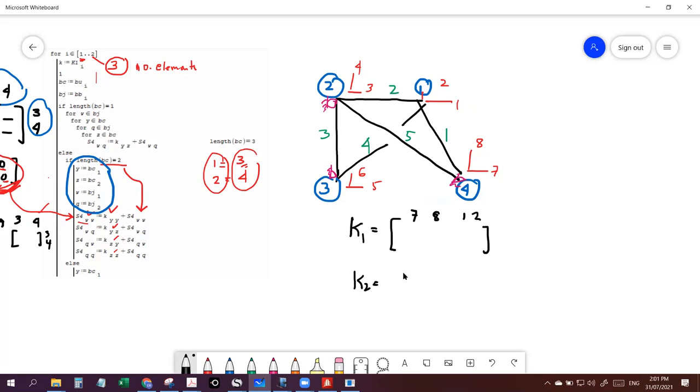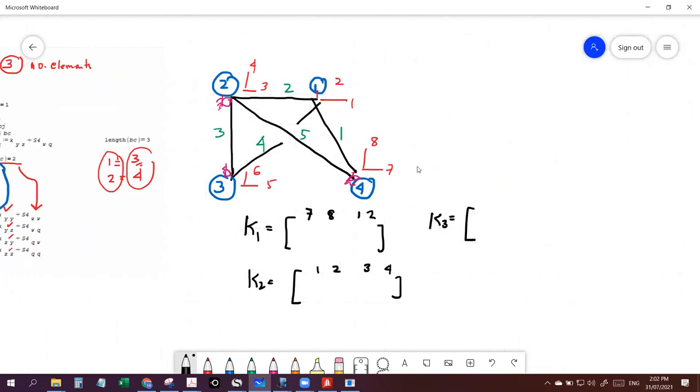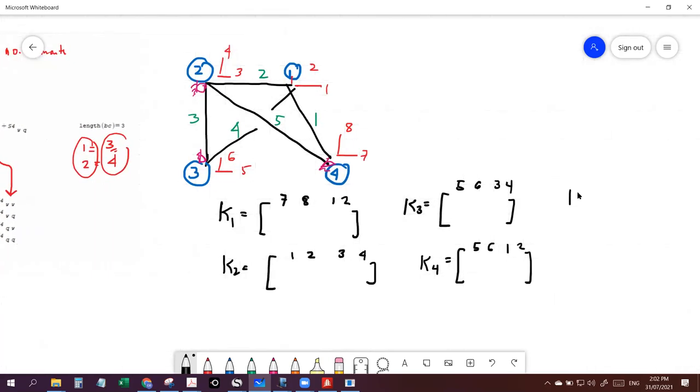For K2, 1 to 2, so that will be 1, 2, 3, 4, right? For member 3, say I start at node 3: 5, 6, 3, 4. And K4, this diagonal: 5, 6, 1, 2. For example, 5, 6, 1, 2. So that is consistent, even your theta. Then K5, diagonal again: 7, 8, 3, 4.